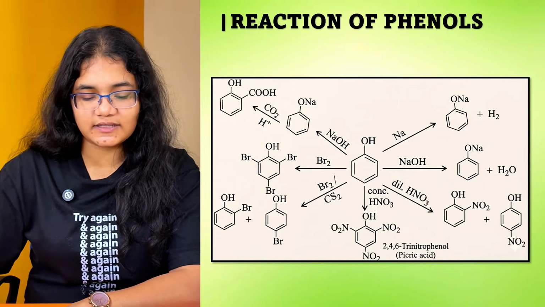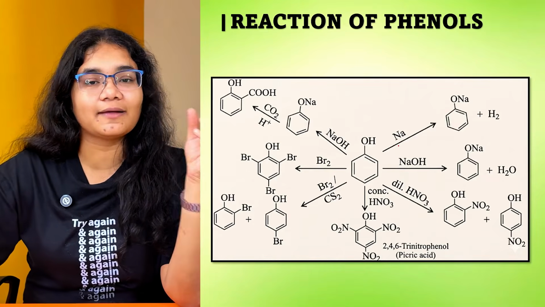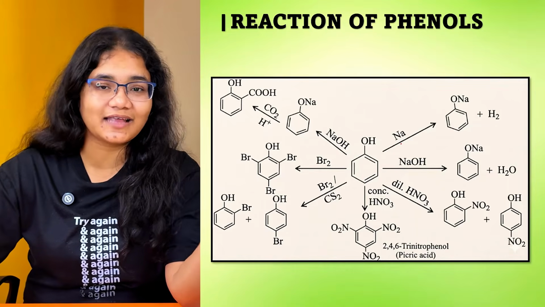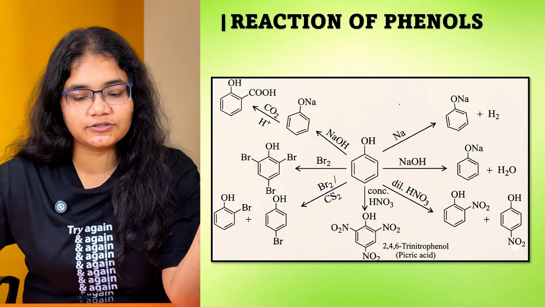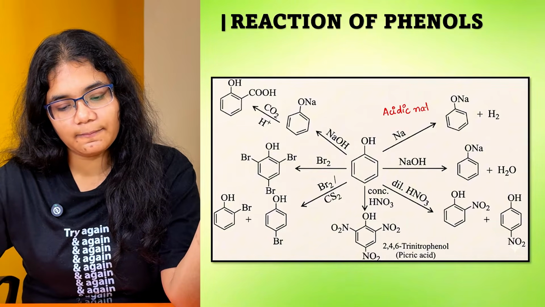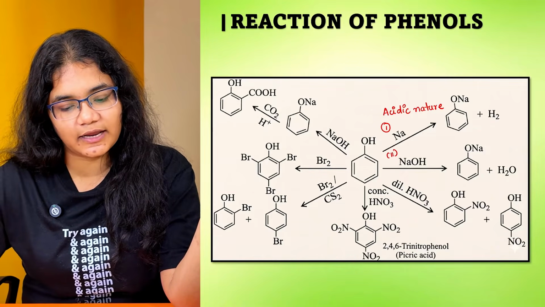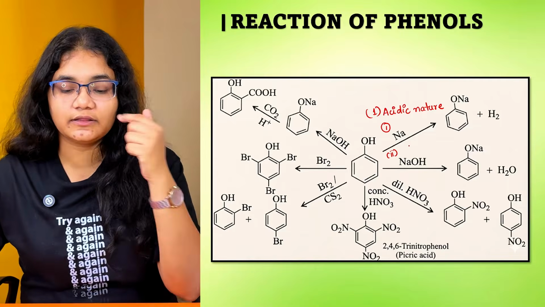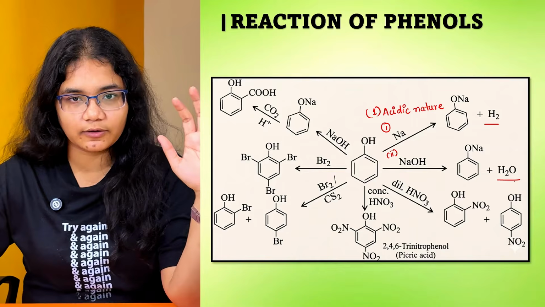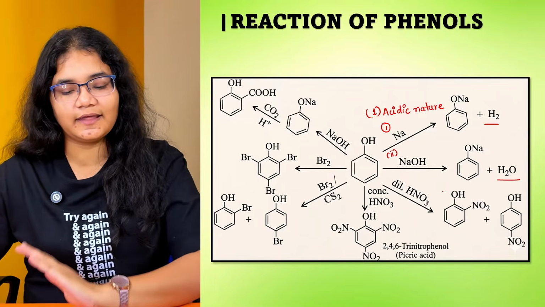The first one is the acidic nature. How can you prove that something is acidic? If it can react with metals, then we can say that it is acidic in nature. So that is why the first reaction here is the acidic nature, where we are showing the reaction with Na, and the second reaction is with NaOH. With Na it will give you salt plus H2, and with NaOH it will give you salt plus water.